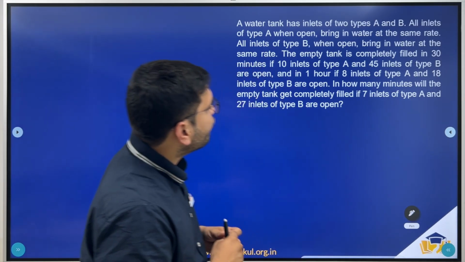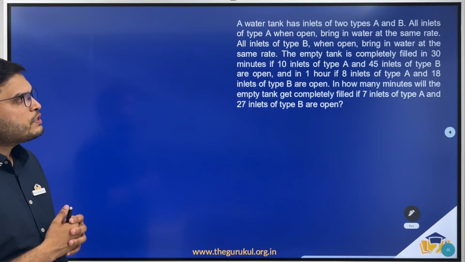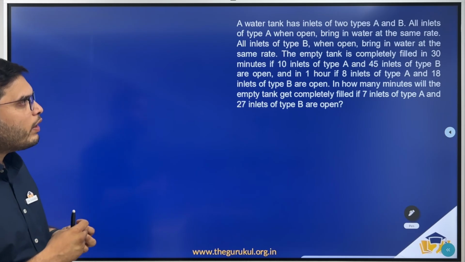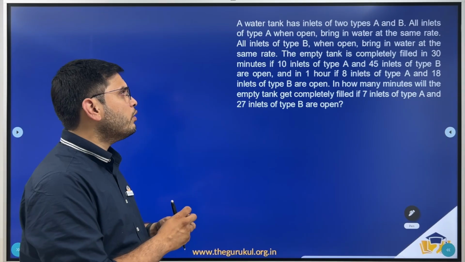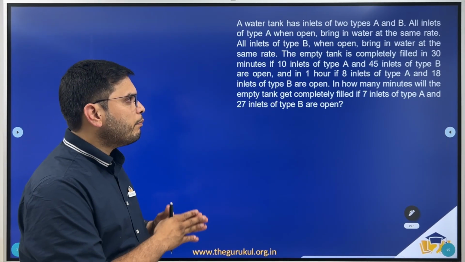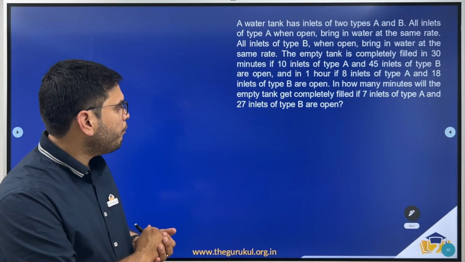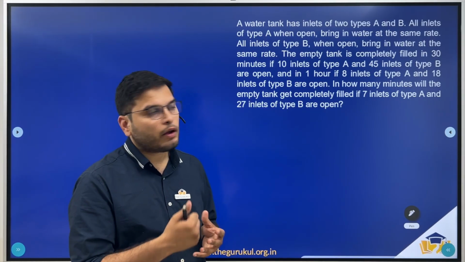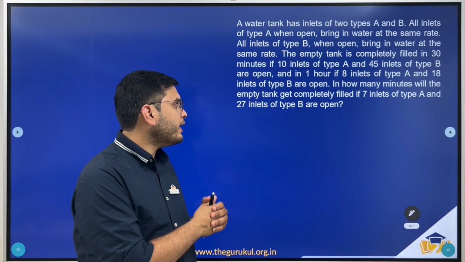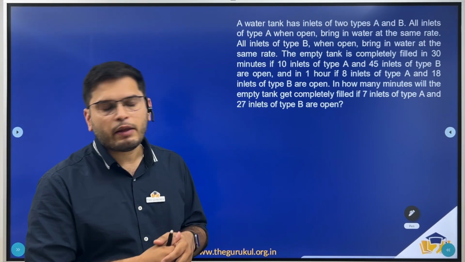And let's get started with the first question. A water tank has inlets of 2 types, A and B. All inlets of type A, when open, bring in water at the same rate. All inlets of type B, when open, bring in water at the same rate. The empty tank is completely filled in 30 minutes if 10 inlets of type A and 45 inlets of type B are open, and in 1 hour if 8 inlets of type A and 18 inlets of type B are open. In how many minutes will the empty tank get completely filled if 7 inlets of type A and 27 inlets of type B are open?